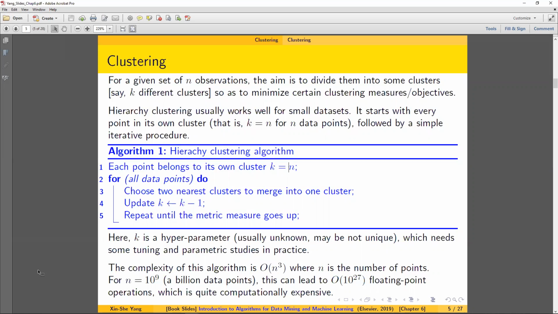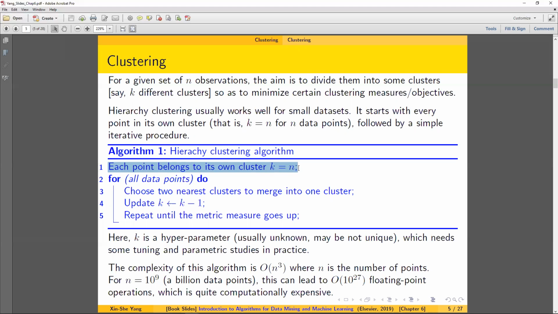Now, the first example that we want to discuss is hierarchical clustering. Hierarchical clustering usually works well for small data sets. What it does is it starts with every point in its own cluster. So if you have n data points, then we start with n clusters, followed by a simple iterative procedure. So let's look at the algorithm itself. Each point belongs to its own cluster so that we have n clusters.